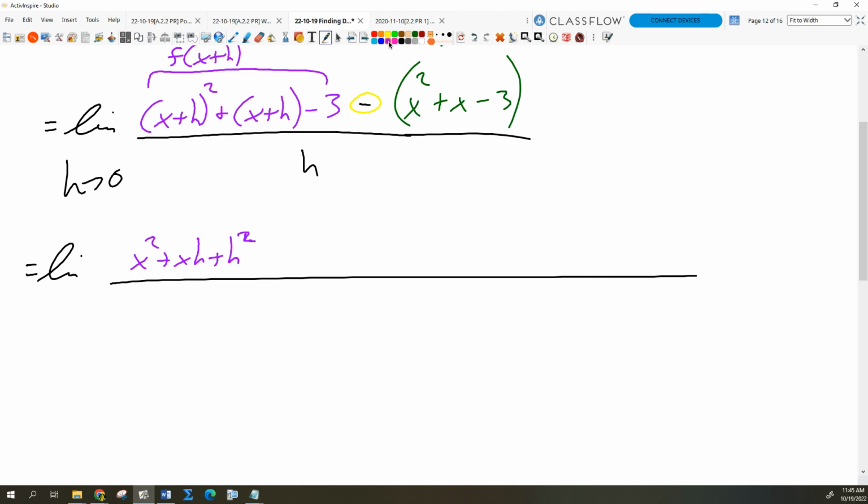I know we need to do this. I just haven't had time to put this in yet, but we'll have a little memorization test over some trig stuff and some of this stuff. So you have to memorize this because you just need to have it available. Plus x plus h minus 3. And I distribute the negative sign, and I get minus x squared minus x plus 3 all over h as h goes to 0.